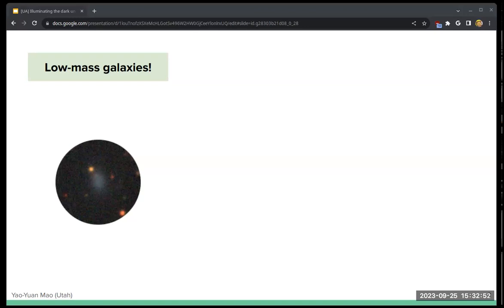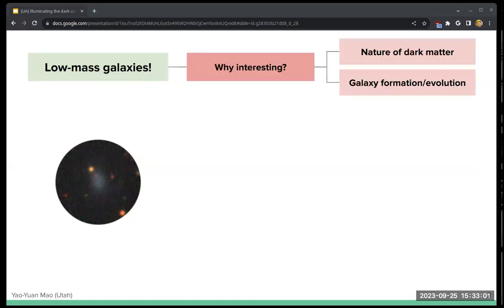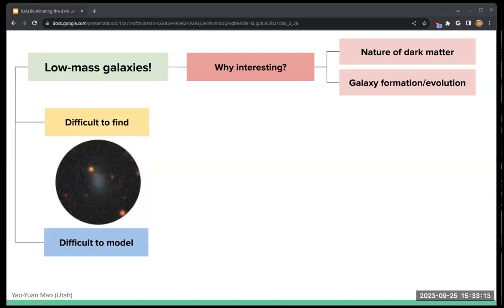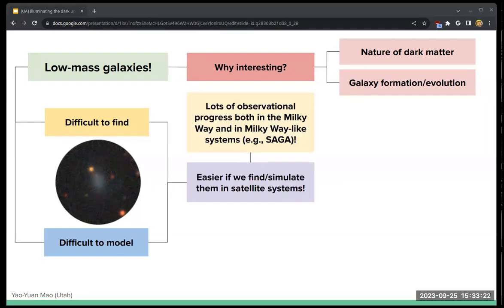I will start with the summary, just in case I run over. I'm going to talk about low mass galaxies. I will spend a little bit of time telling you why they're interesting, why they can tell us about the nature of dark matter, and why they tell us about galaxy formation and evolution. Then I will tell you that low mass galaxies are difficult to find and difficult to model. However, if you focus your observations on the Milky Way environment, it's a little easier because of the overdensity, and lots of observational progress has been made in finding low mass galaxies around the Milky Way.